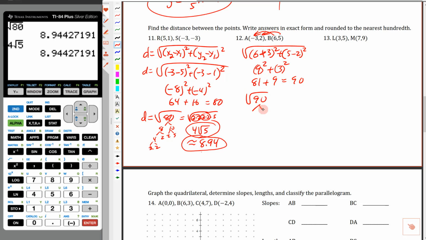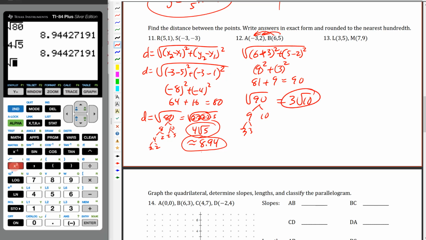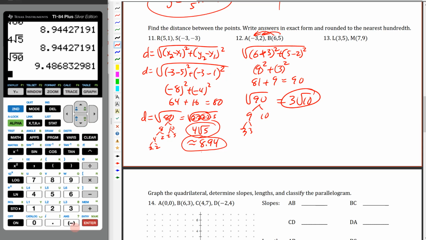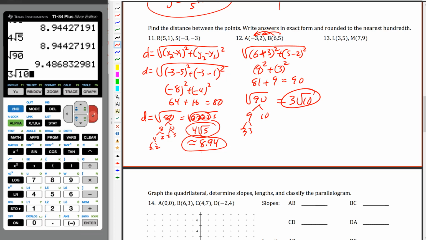We want to simplify that. We'll notice that this is a 9 times a 10, which of course is a 3 and a 3. So what we think the answer here is 3 radical 10. So we'll go ahead and circle that, and then we'll throw it in the calculator. So again, we're going to check and make sure. So we're going to do the square root of 90. We're going to type in 3 square root of 10.